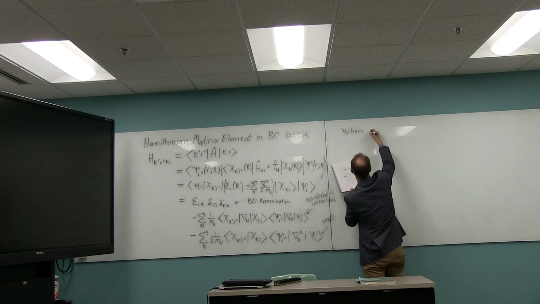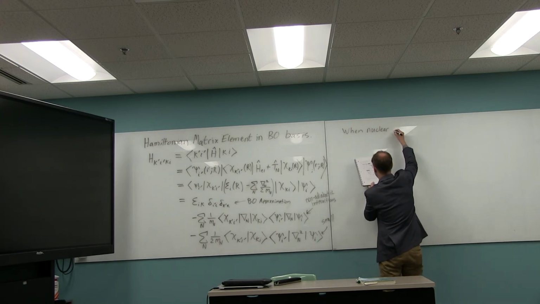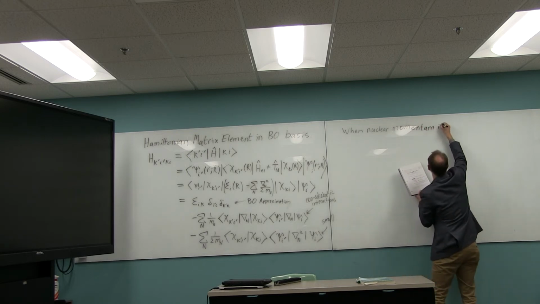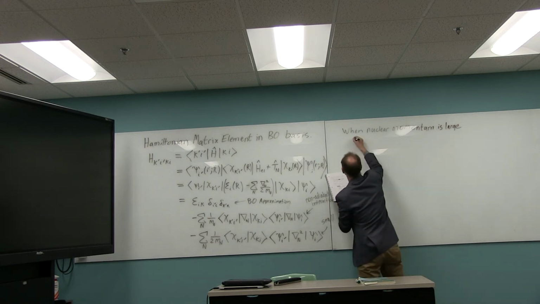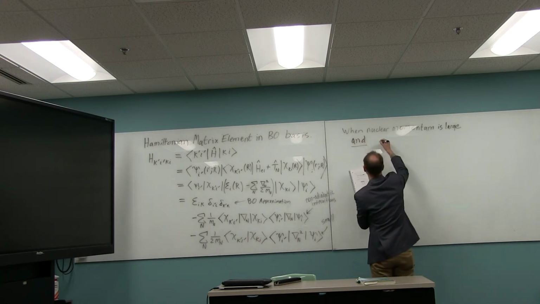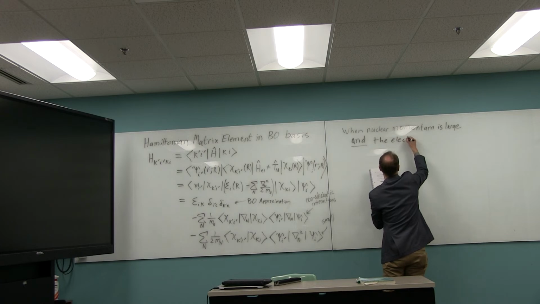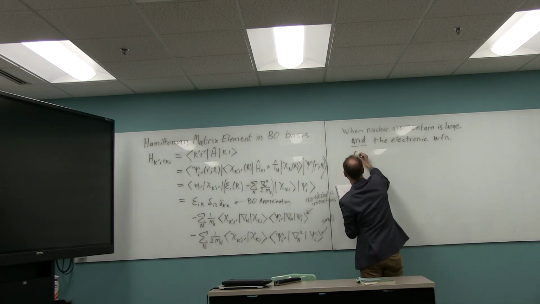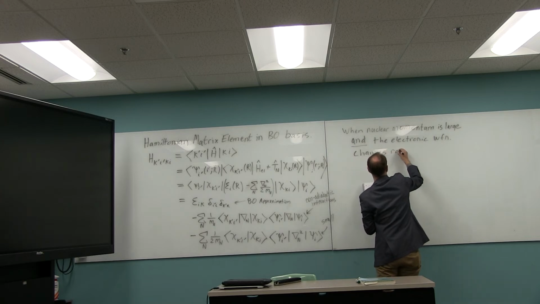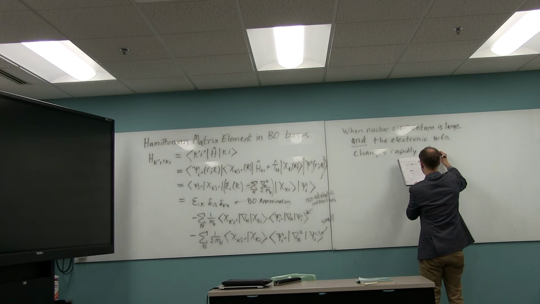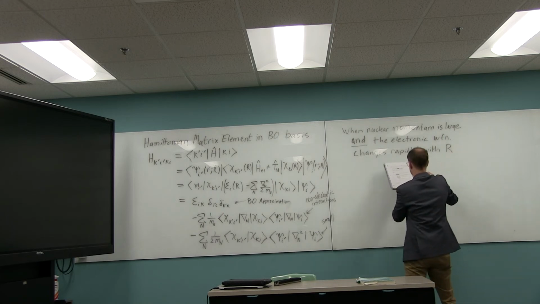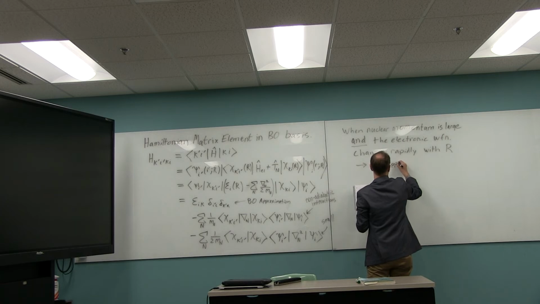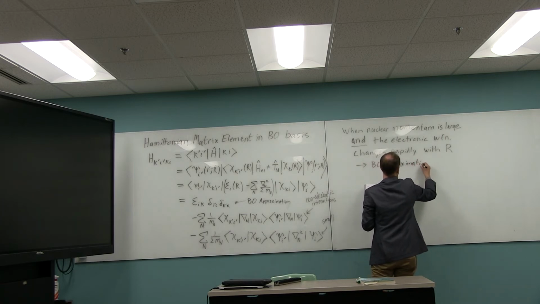Okay, so when the nuclear momentum, I should say rather, is large and the electronic wave function changes rapidly with the nuclear coordinate r, then the Born-Oppenheimer approximation breaks down.